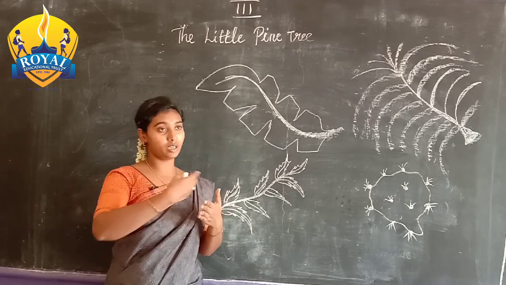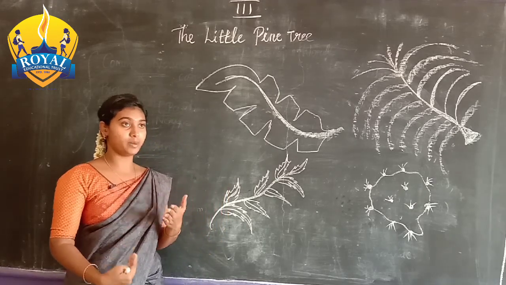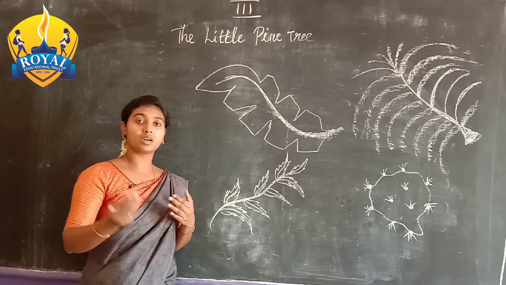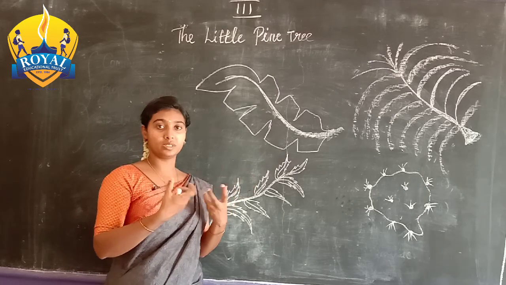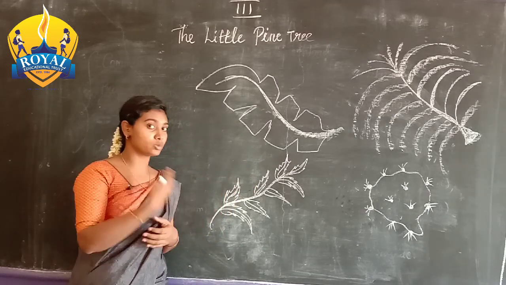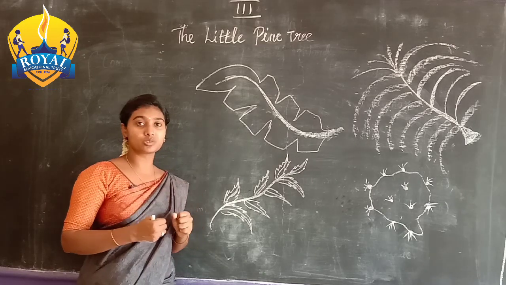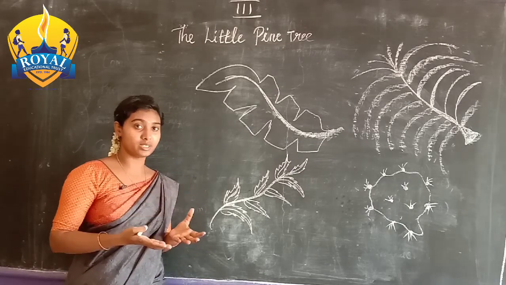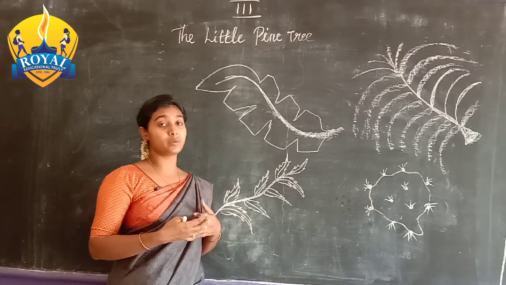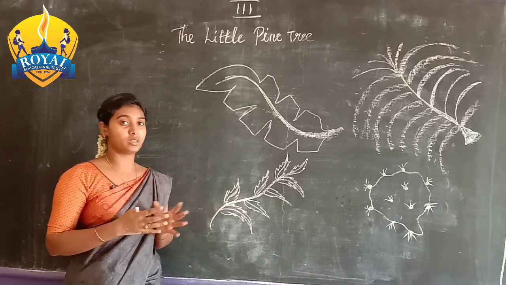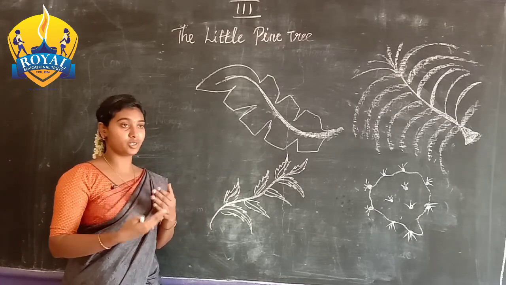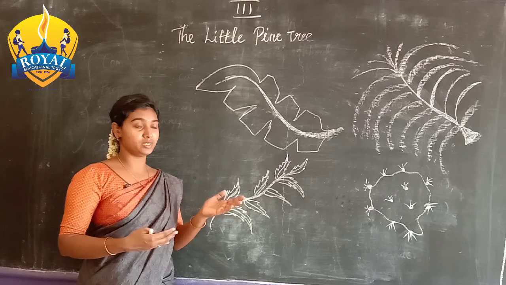Then the day ended and night time came. What happened? One woodcutter came and cut all the golden leaves. He took all the golden leaves and the woodcutter said to the pine tree, I am going to become very rich. I am going to sell your golden leaves and become very rich. Like that the woodcutter said, and he cut the pine tree's leaves and went away.